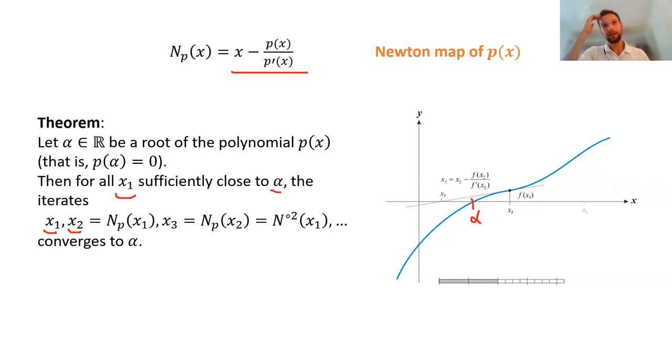So this is a theorem, and it's actually not really hard to prove if you know a little bit of analysis. The question that you must ask about this theorem is, what does it mean, sufficiently close? What if I start not sufficiently close? And this is in fact a nightmare for people who are doing numerical analysis, because Newton's method is a super powerful method of finding roots if you start really close to a root, but it is really unpredictable if you start far away.